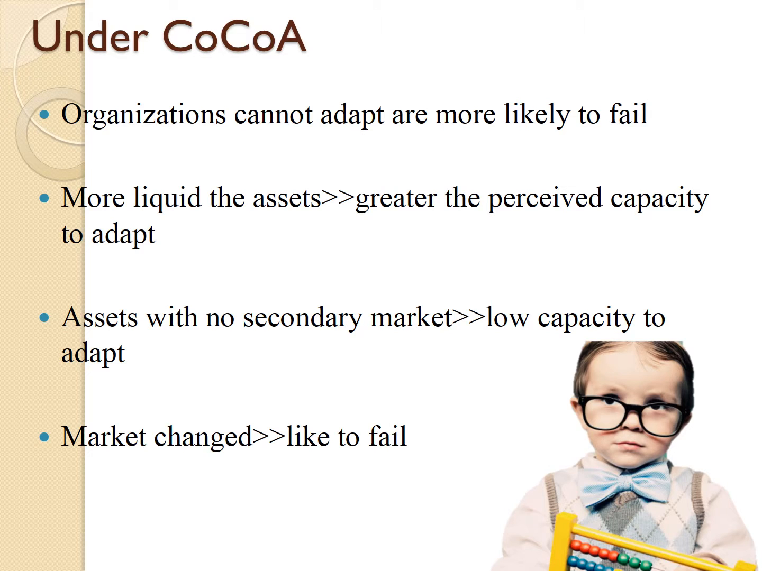Under this theory, organizations that cannot adapt are considered relatively more likely to fail. The more liquid an organization's assets, the greater was the perceived capacity to adapt. If an organization had very specialized assets, which did not have a secondary market, such an organization would be considered to have very low capacity to adapt. If circumstances changed, an organization with very specialized assets would be more likely to fail.